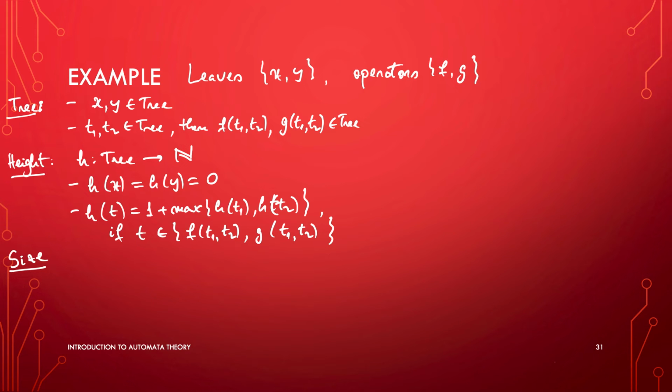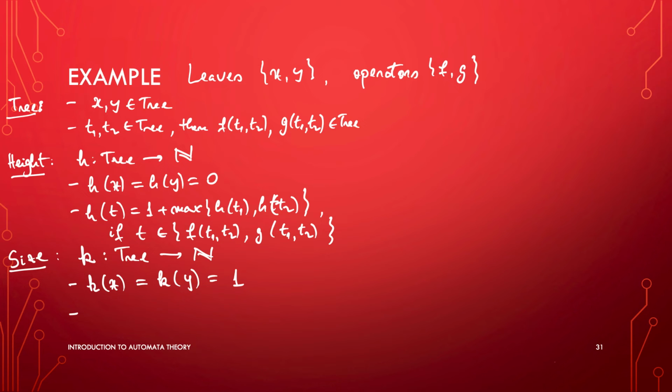So this size is going to be a function. I'm going to define it with this symbol. It is going to be a function defined on the set of trees and taking values in the natural numbers. And I will define it again inductively by saying that the size of a tree consisting of a single leaf node X and the size of a tree consisting of a single leaf node Y is exactly 1.